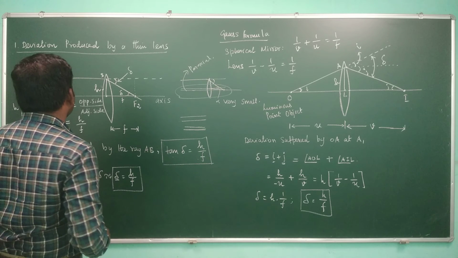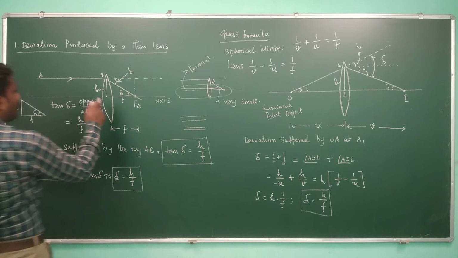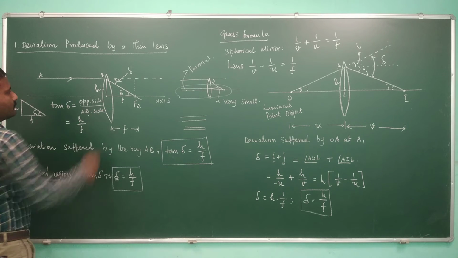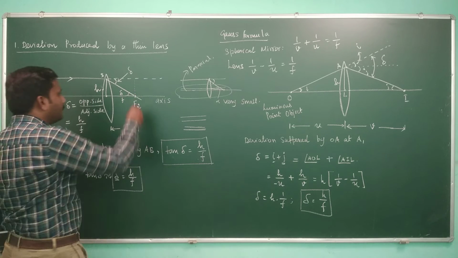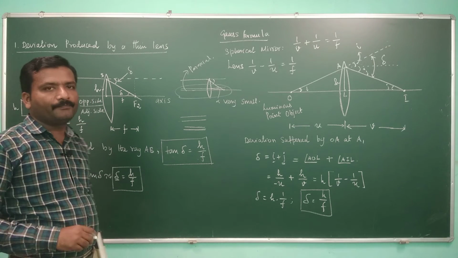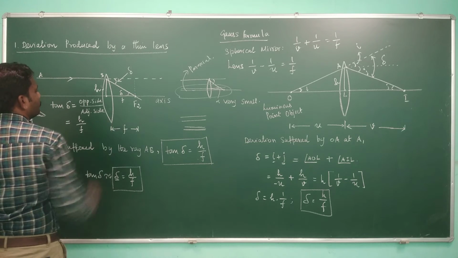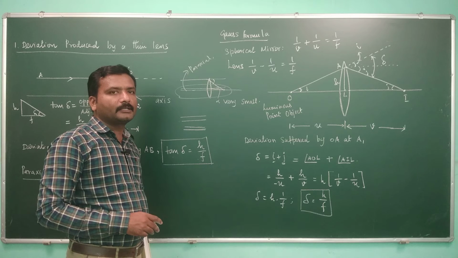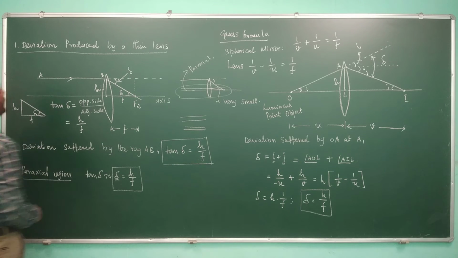So this is the deviation produced by a thin lens. Here we have only one lens. Suppose you have two such lenses in close contact, and the point at which the refracted ray touches the optical axis will be different. We need to find the focal length of a two lens system in close contact. Let's discuss that topic next.